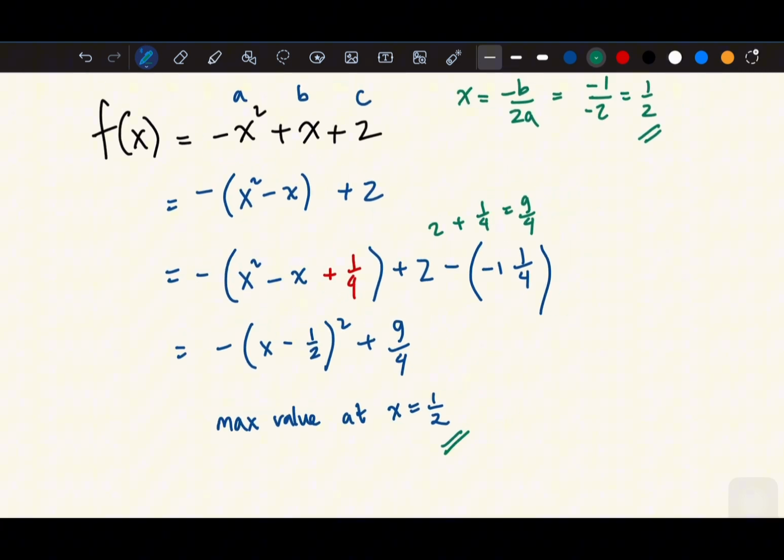Okay. So you could directly go to this and you get the vertex value, or you can complete the form and get the conclusion that this will be the maximum value when x equals 1 over 2. Or you can directly write the vertex is 1/2, 9/4. And max value is 9/4.